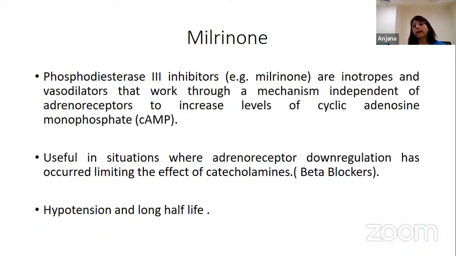Then milrinone, why has it come up now? Because its mechanism of action is completely different compared to dopamine and dobutamine, which act on the adrenoreceptors. It is a phosphodiesterase 3 inhibitor that works through a mechanism independent of adrenoreceptors. It increases the cyclic AMP basically.